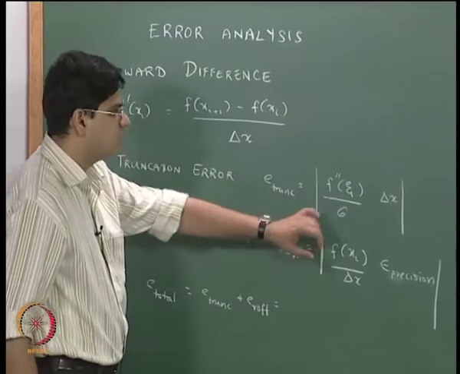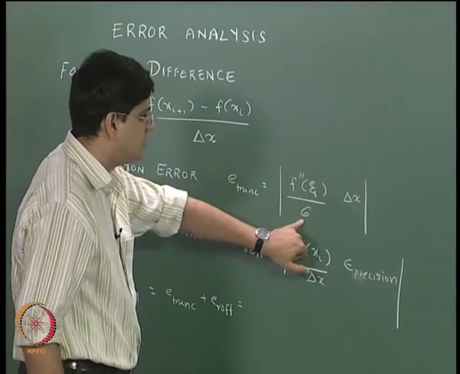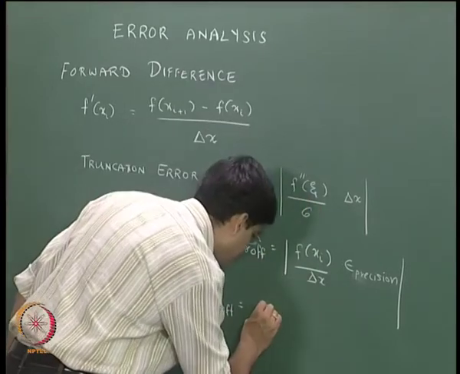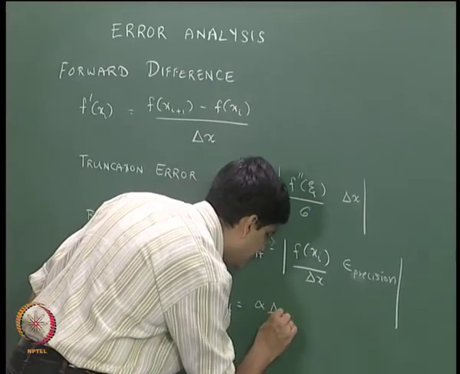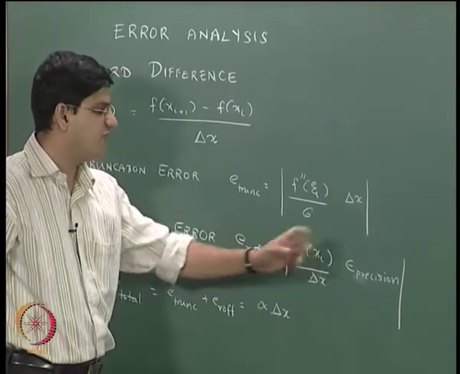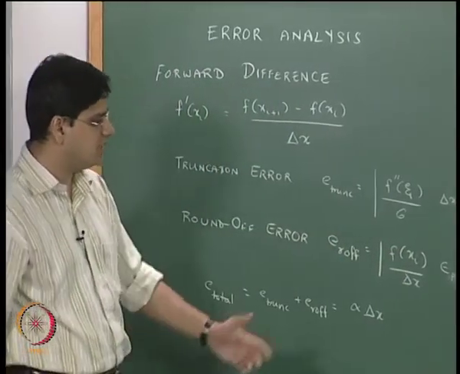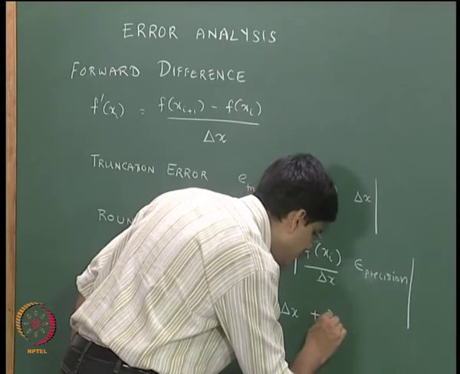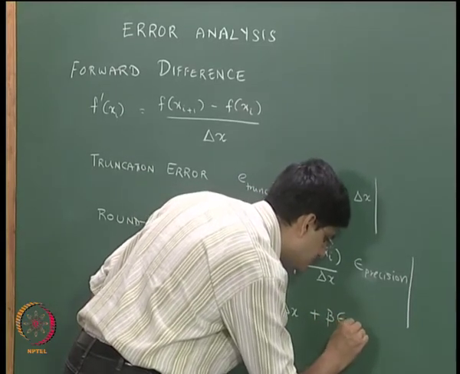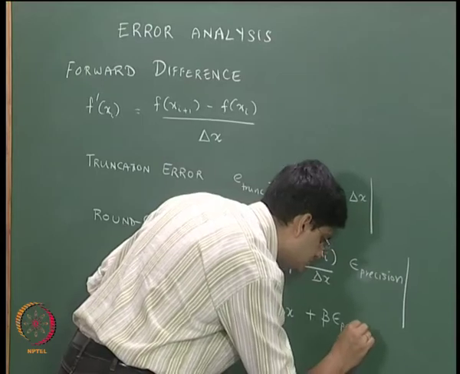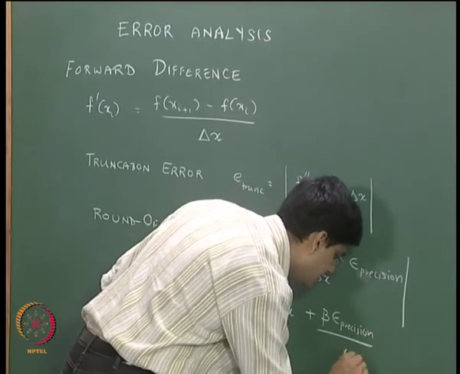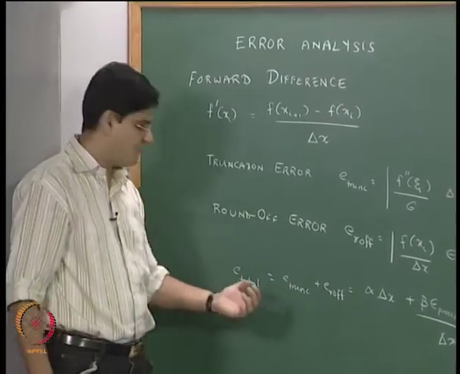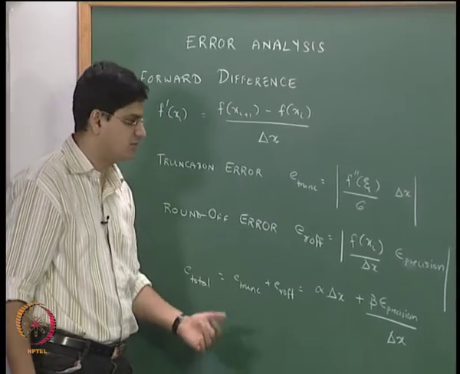Let us call f double dash zeta divided by 6, absolute value of that, as alpha. So we will write that as alpha multiplied by delta x, and let us call the absolute value of f of xi equal to beta. So we will have beta epsilon precision divided by delta x. Okay. So that is our total error. Now we want to find out the value of delta x at which the total error becomes minimum.